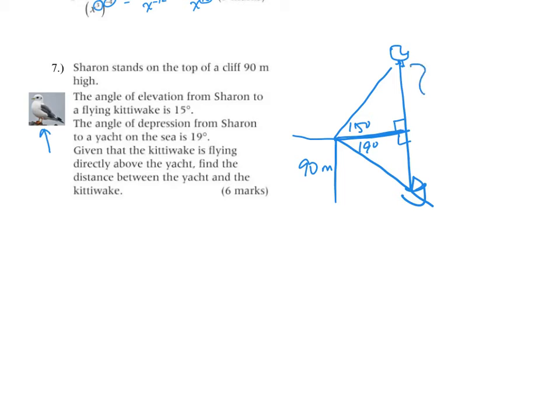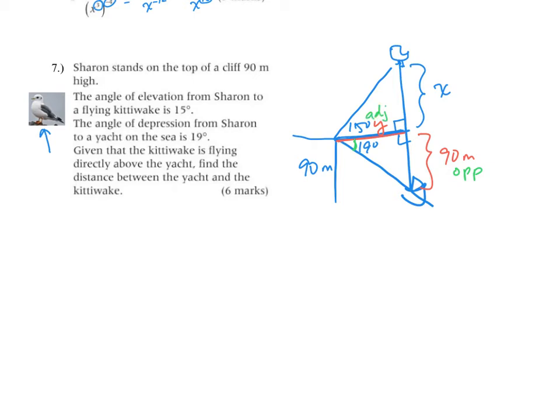So let's call this distance x, and this distance is 90, because remember, she's standing on the cliff that's 90 meters above the ground. Okay, so now we need to find x. So the problem is, in that top triangle, we don't have enough information. So let's work on finding this measure right here, which I'm going to call y, okay? And so to find y, let's work in the bottom triangle, and with respect to this 19-degree angle, 90 is the opposite side and y is the adjacent side.